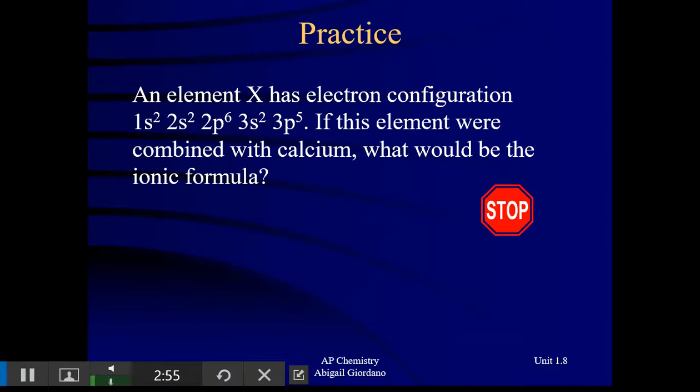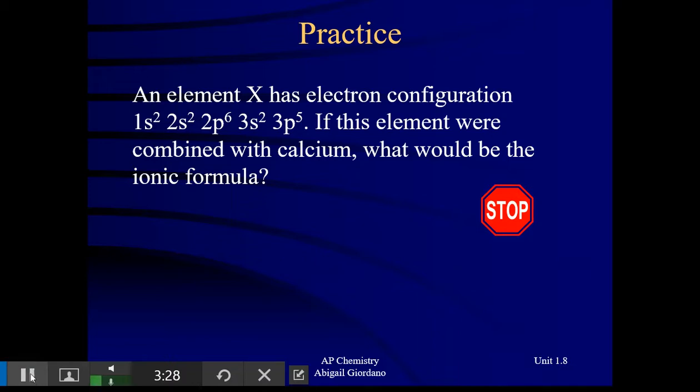So I want you just to look at this question. This is pulled directly off of an AP exam. I'll read through it with you, and then I want you to try to answer it. It says an element X has the electron configuration 1s2, 2s2, 2p6, 3s2, 3p5. If this element were combined with calcium, what would be the ionic formula? So I want you to pause and see if you can come up with the answer.